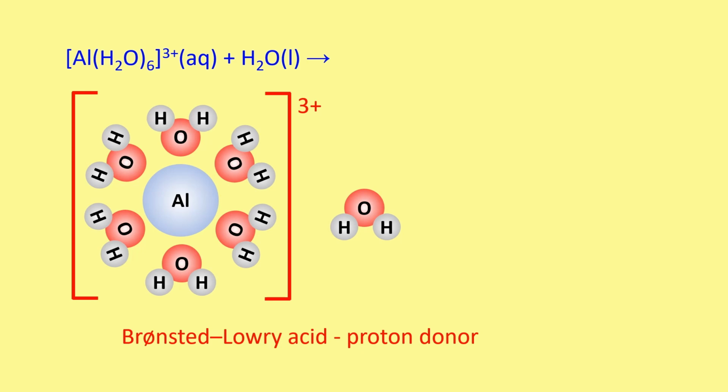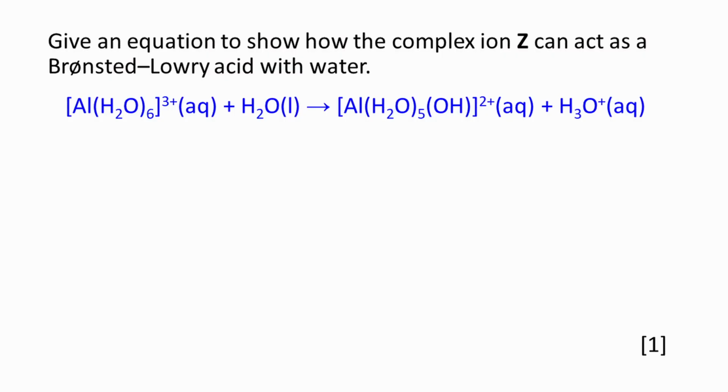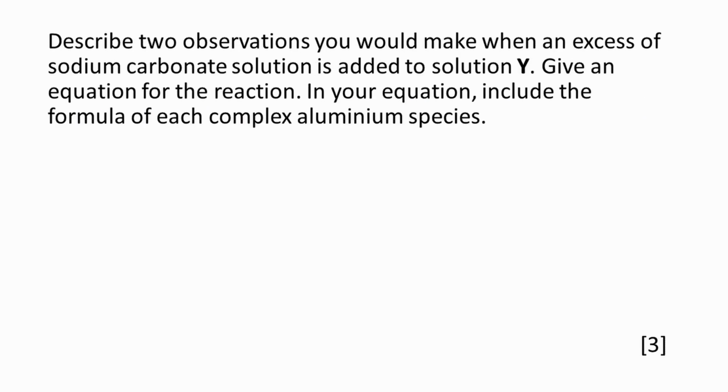A water ligand within the complex can lose a proton, forming a hydroxide ligand. The charge of the complex ion changes from 3+ to 2+. A hydronium ion, H3O+, also forms. Here's the next part of the question. Describe two observations you would make when an excess of sodium carbonate solution is added to solution Y. Give an equation for the reaction. In your equation, include the formula of each complex aluminium species.